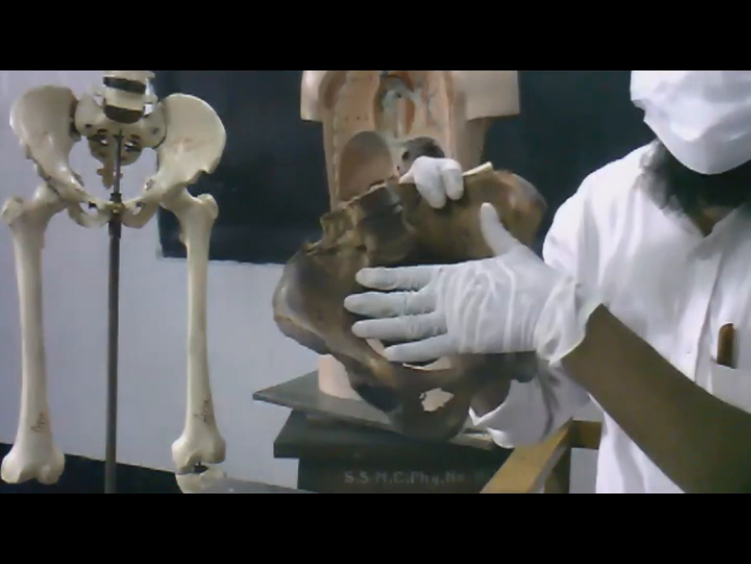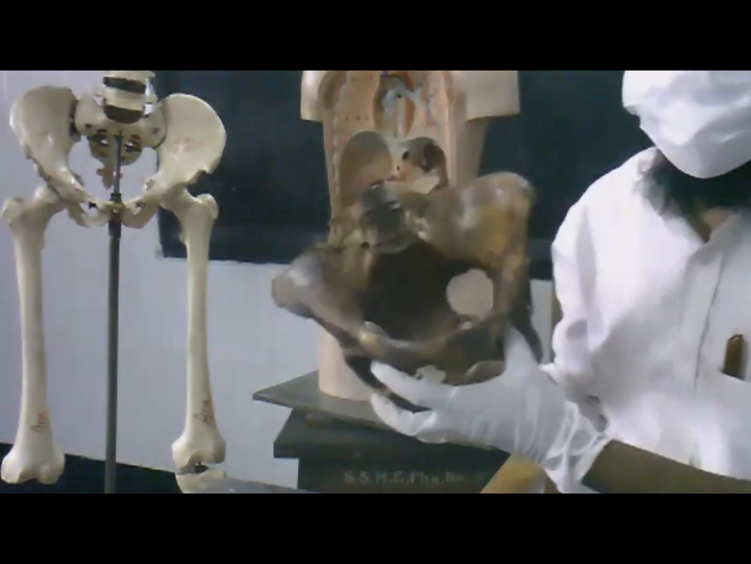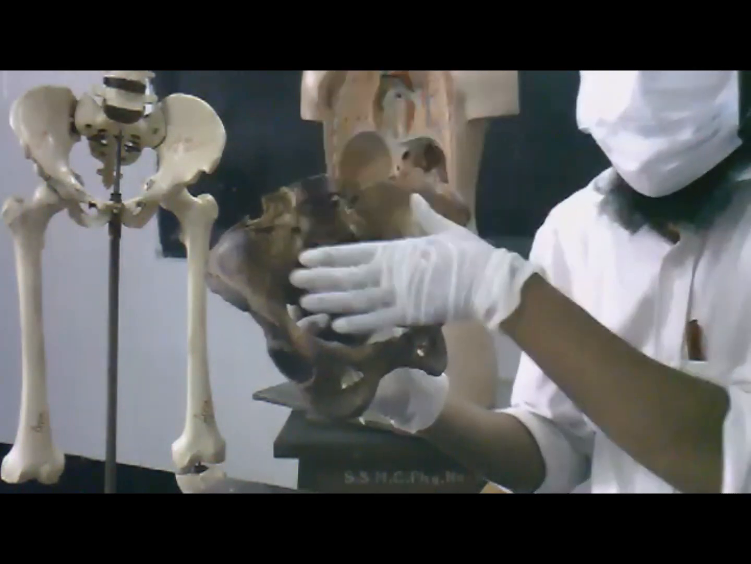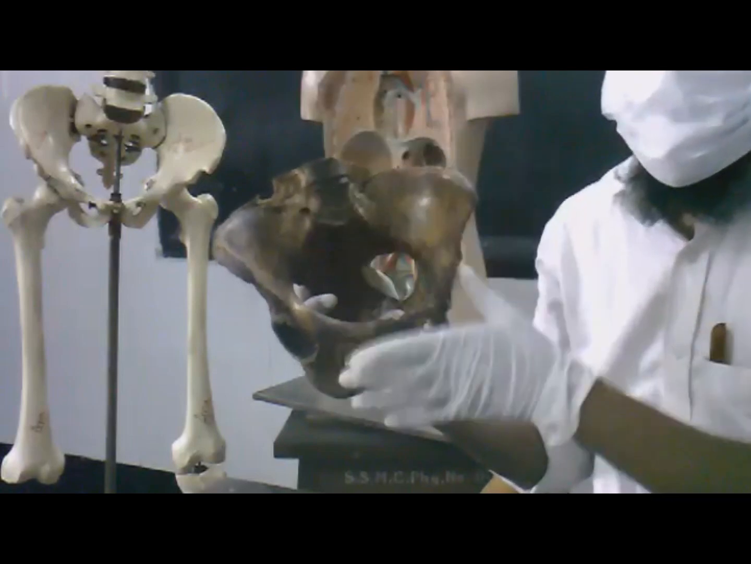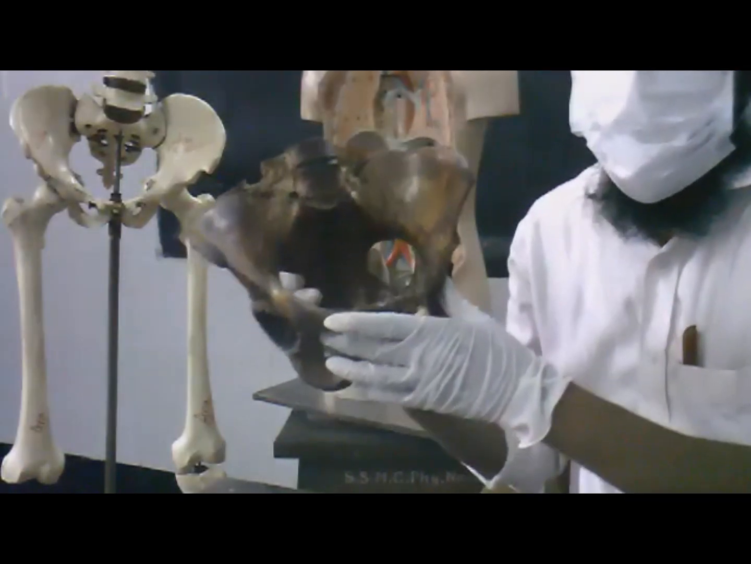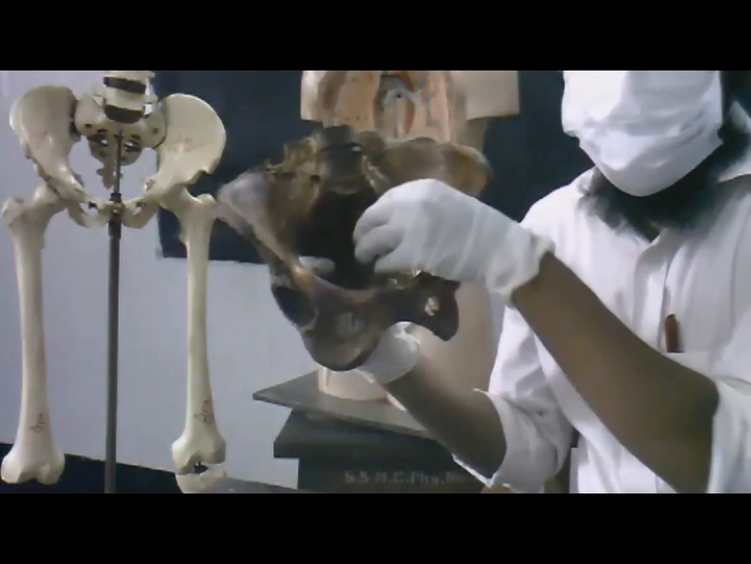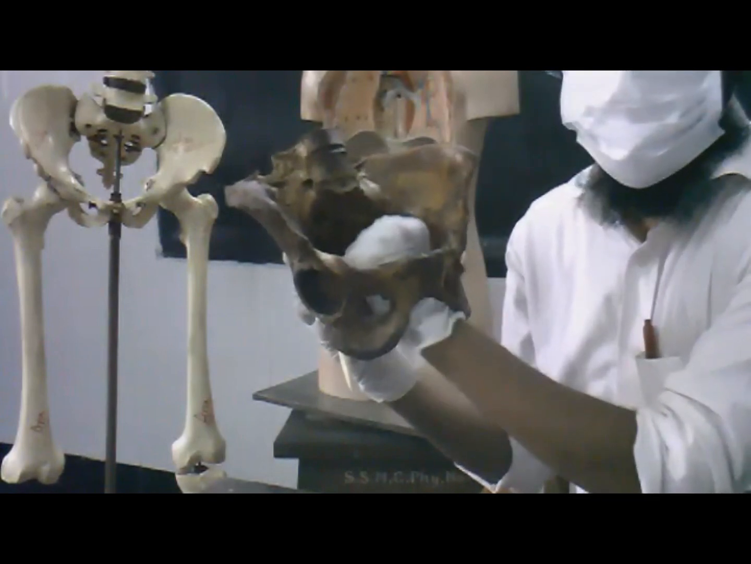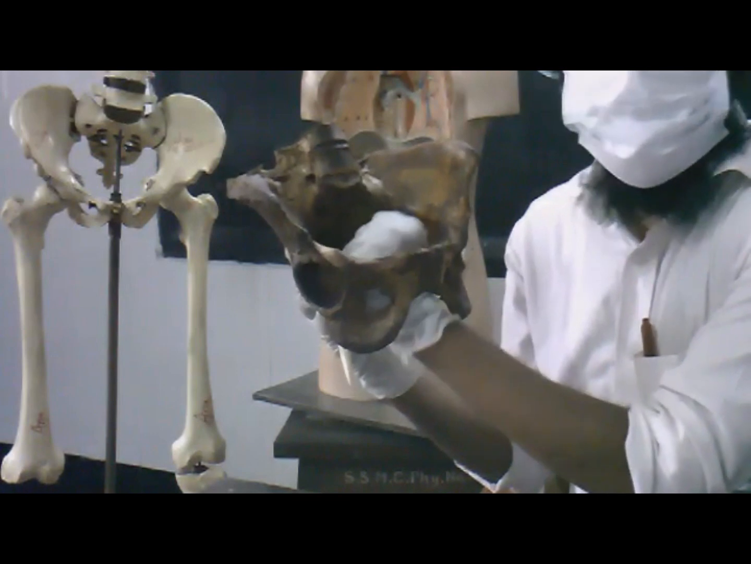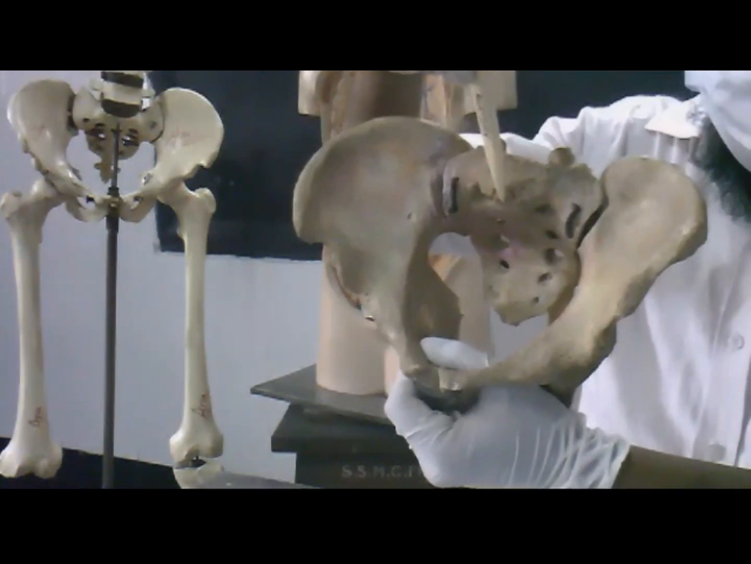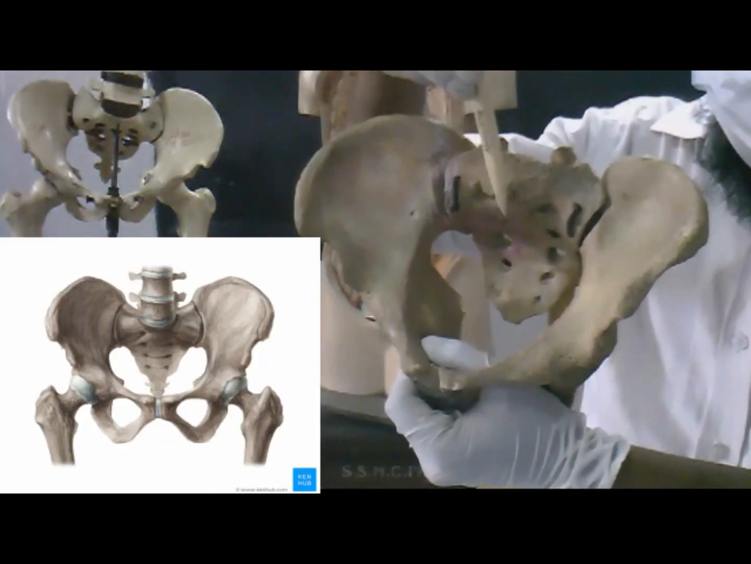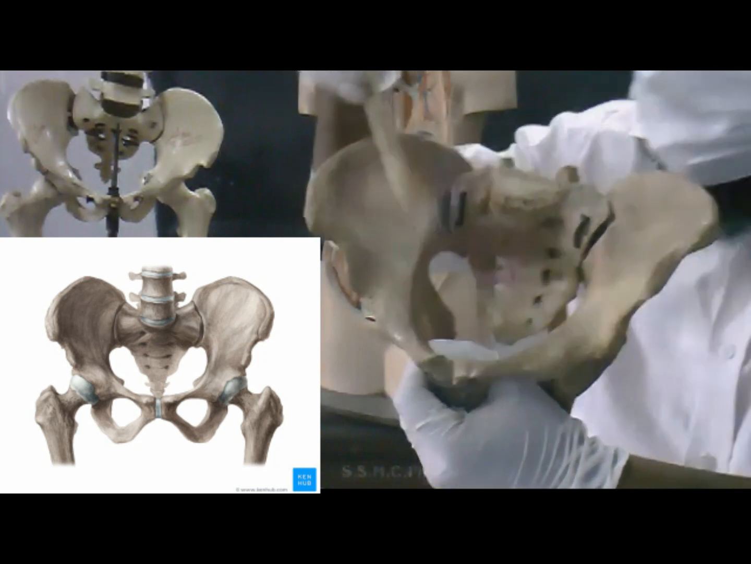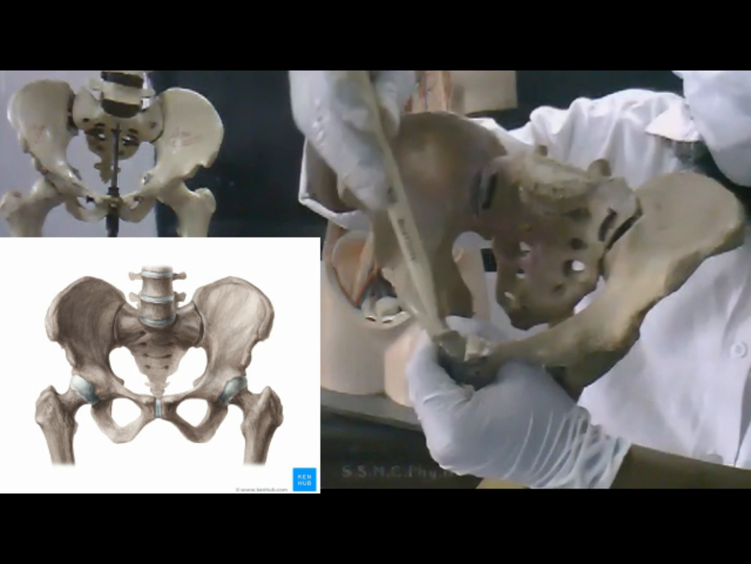Okay, this pelvic brim divides the pelvis into two portions. One is the greater portion, the upper one. It is known as the greater pelvis or false pelvis. And another one is the true pelvis or lesser portion. Below the pelvic brim, here is the true pelvis or the lesser pelvis. The boundaries of the pelvic brim consist of the sacral promontory and ala of the sacrum, and then the linea terminalis.